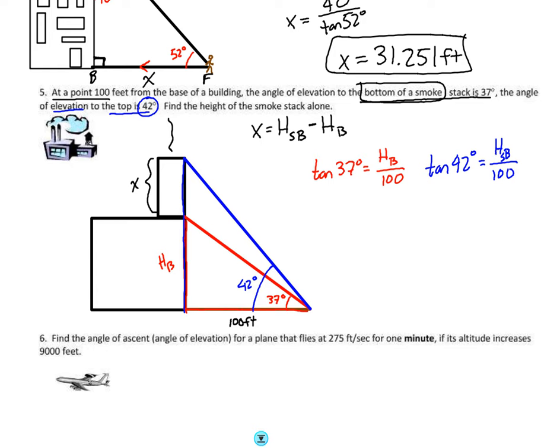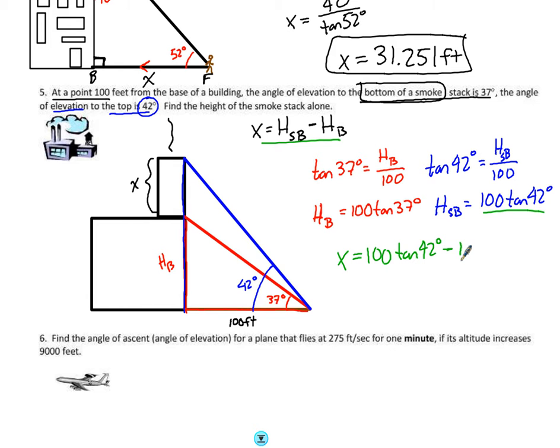Here, if I simplify this expression by doing a little cross multiplication, I end up with the height of the building being equal to 100 times the tangent of 37 degrees, and the height of the building and the smokestack together is equal to 100 times the tangent of 42 degrees. Since those are the two values, I can then subtract them. So x is really equal to the difference of this: 100 tangent of 42 degrees minus 100 times the tangent of 37 degrees. When I plug that all into my calculator and simplify, I get a value of x equal to 14.685 feet.